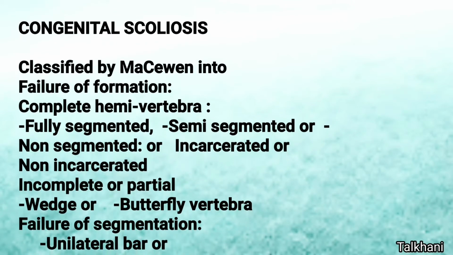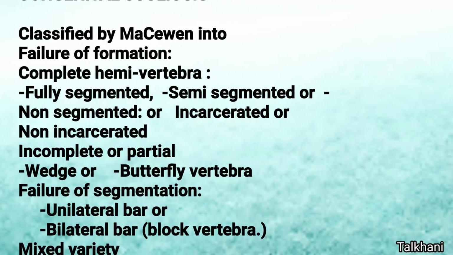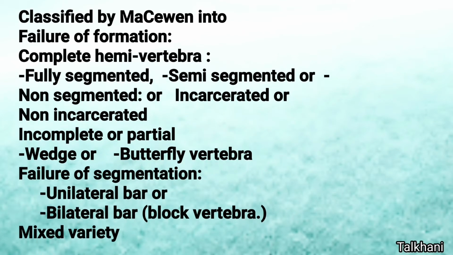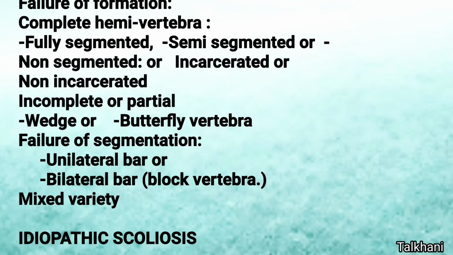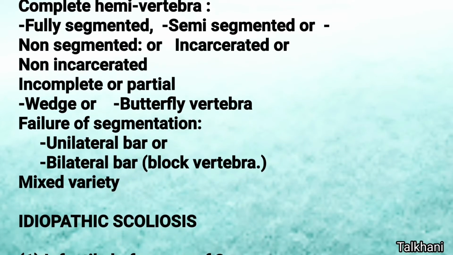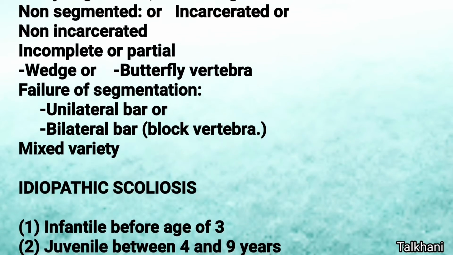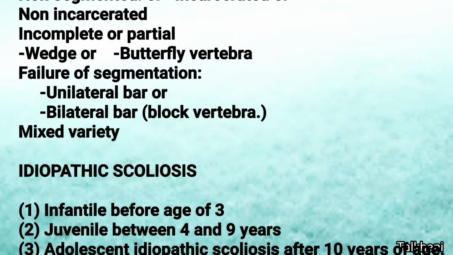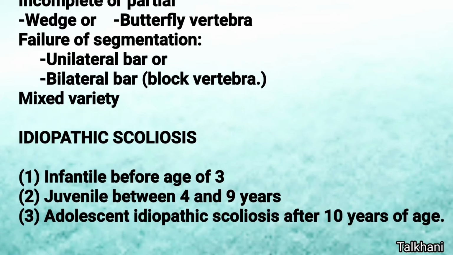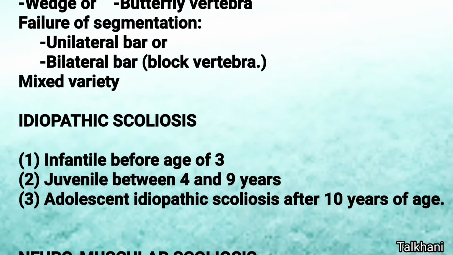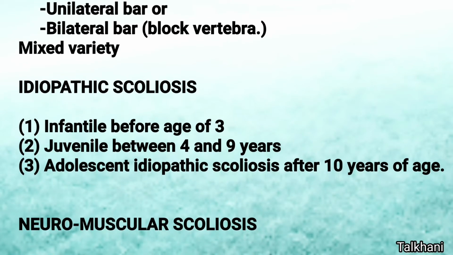Incomplete or partial failure of formation can be wedge vertebra or butterfly vertebra. Second group is failure of segmentation, which can be unilateral bar or bilateral bar, also called block vertebra. Number 3, third category, which is mixed variety. Idiopathic scoliosis is classified according to the age at diagnosis. Number 1, infantile if diagnosed before the age of 3. 2, juvenile if detected between 4 and 9 years of age. Third, adolescent idiopathic scoliosis if detected after the age of 10 years.